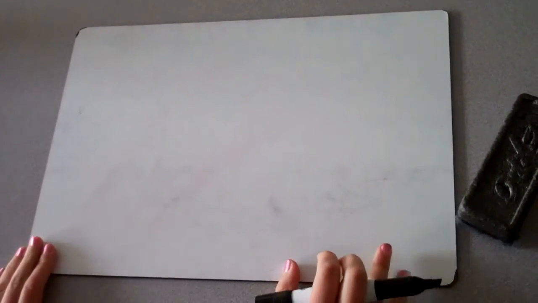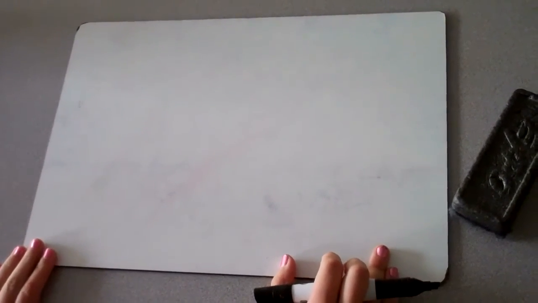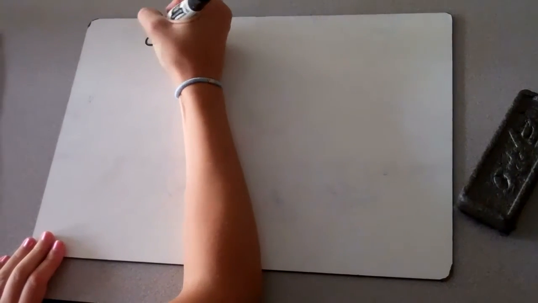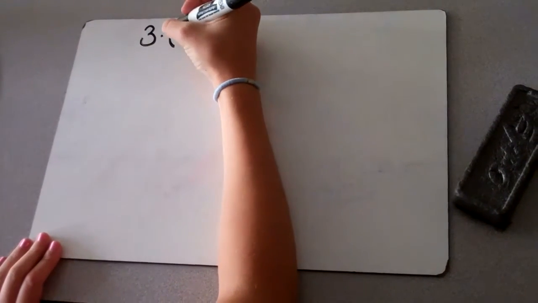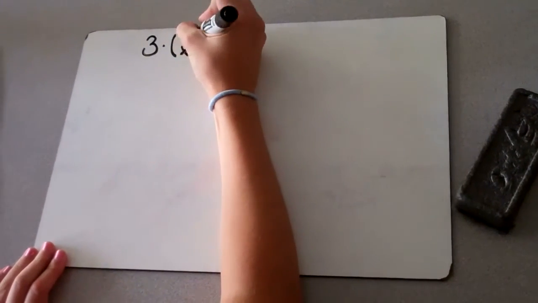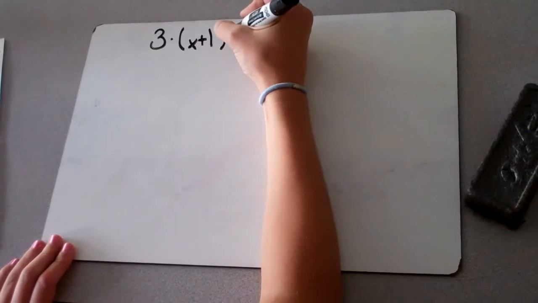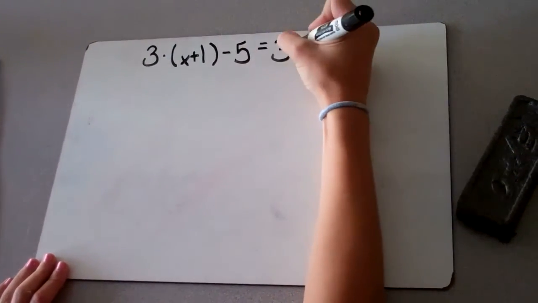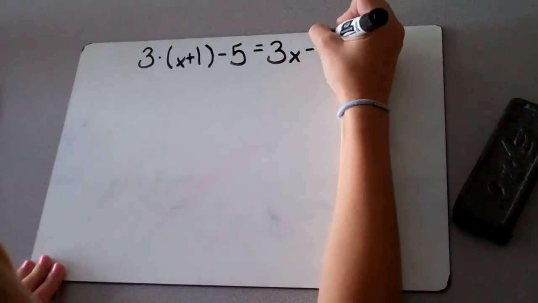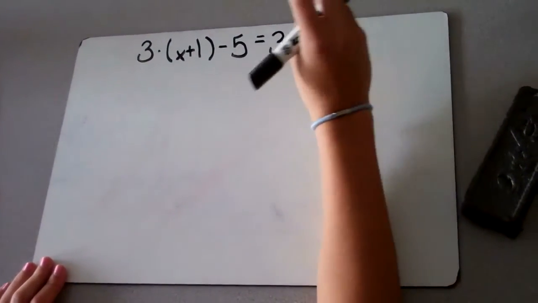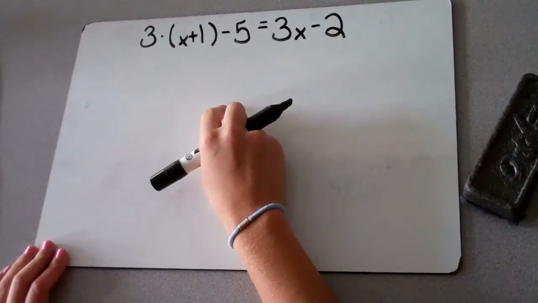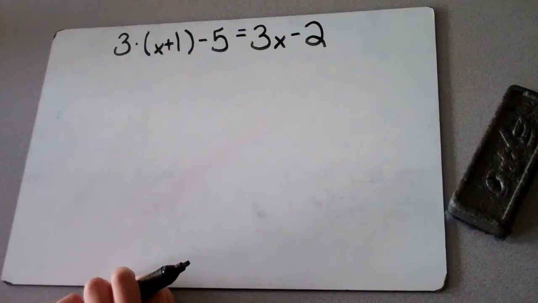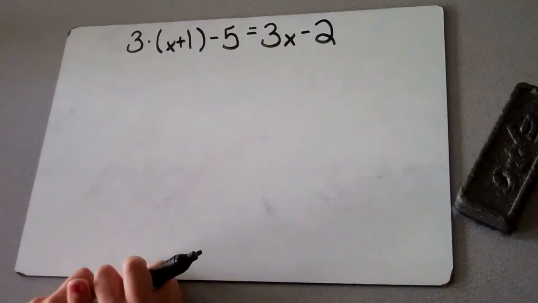Today I'm going to be showing you how to work through a multi-step equation. The equation we are going to be working with is 3 times the quantity of x plus 1, close the parentheses, minus 5 is equal to 3x minus 2. You can see that we have a variable on both sides, so our goal is going to be to isolate the variable on one side by itself, so we can identify its value.